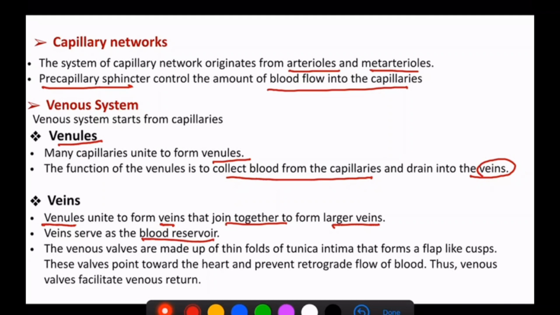The venous valves are made up of thin folds of tunica intima that form a flap-like cusp. These valves point toward the heart and prevent retrograde flow of blood. Thus, venous valves facilitate venous return. So, to summarize, arteries, as they move toward any organ or periphery, divide into capillaries, and these capillaries then unite to form the venous system.